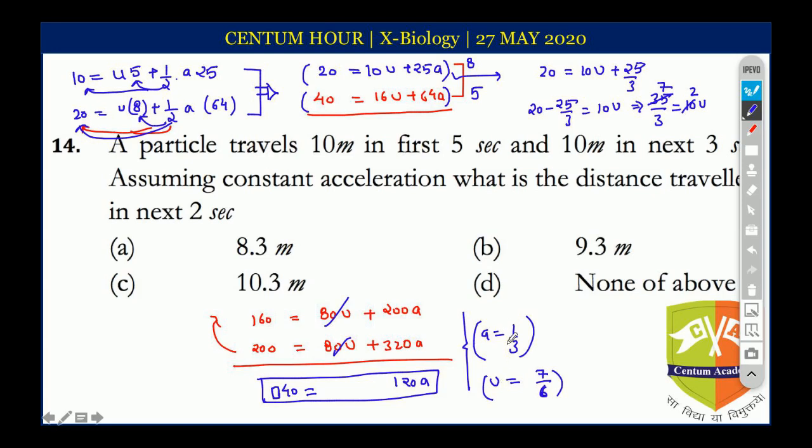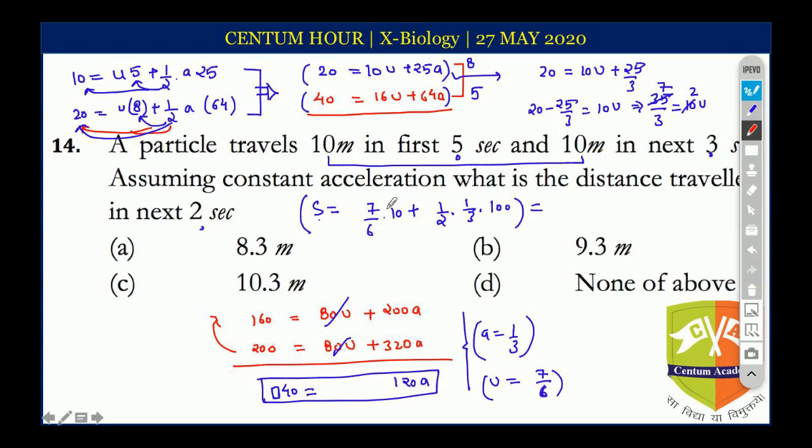Good. Fine. With the help of u and a, you have to calculate the total displacement covered in 10 seconds. S is equal to ut plus half a t square. Here you will get the value of S. Then you have to subtract from it the displacement already done. So what are you getting as S? Quickly, please.